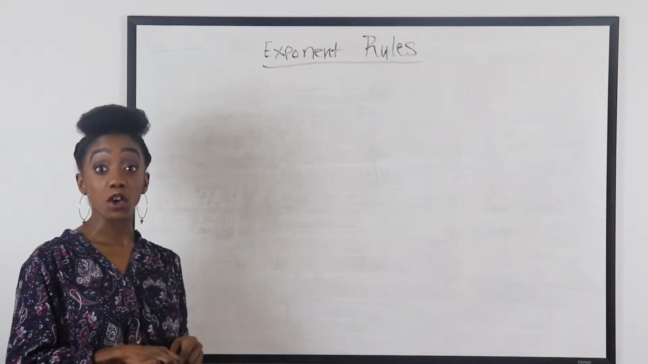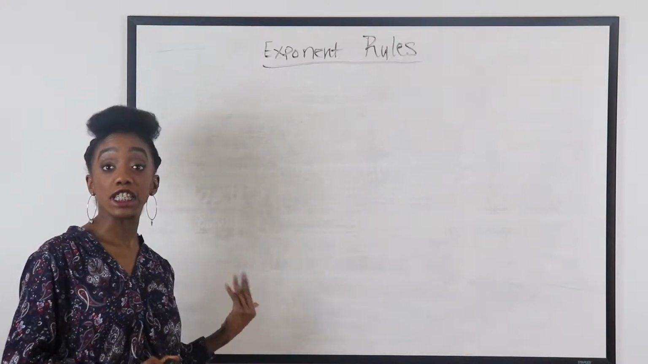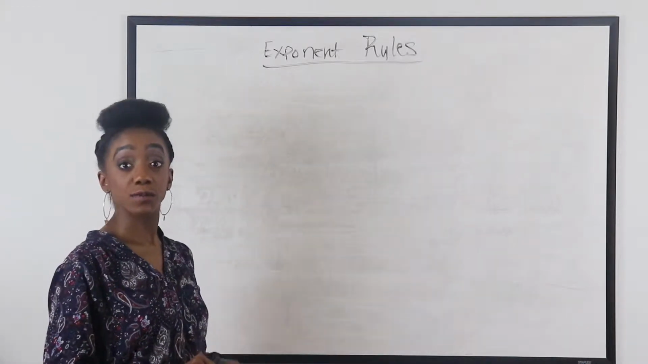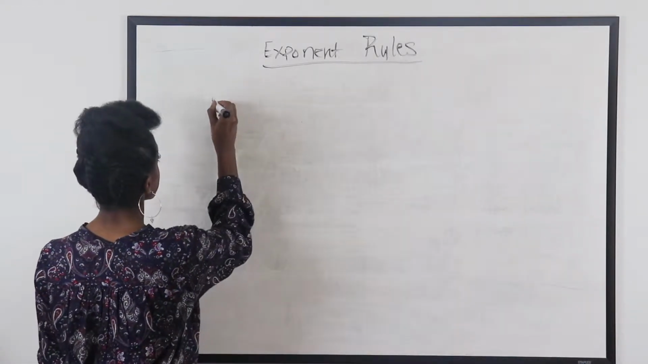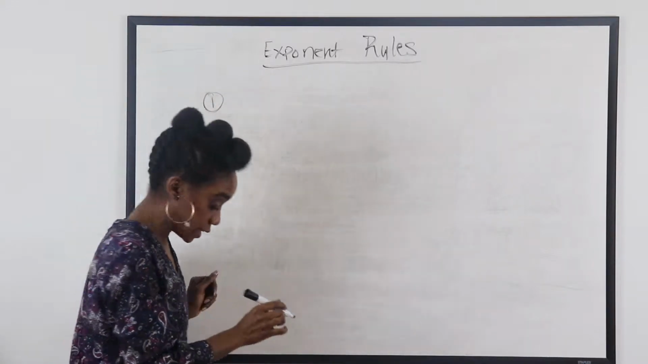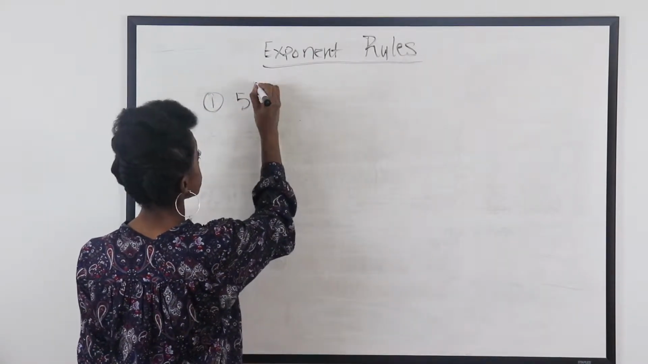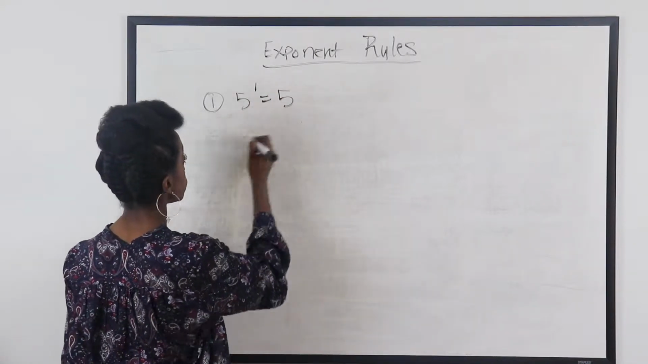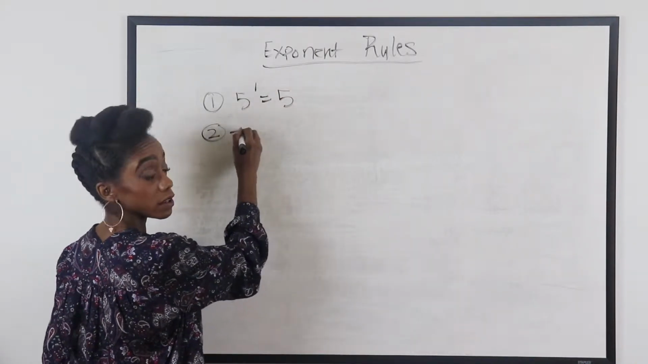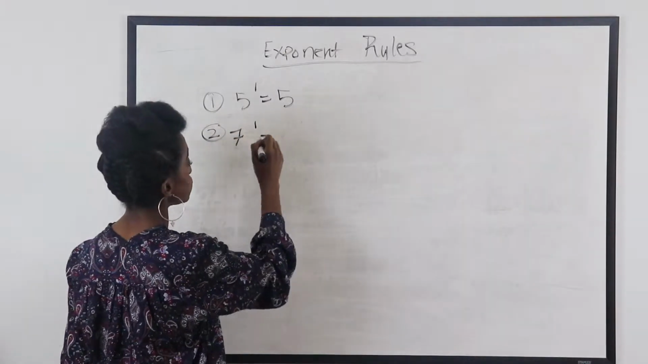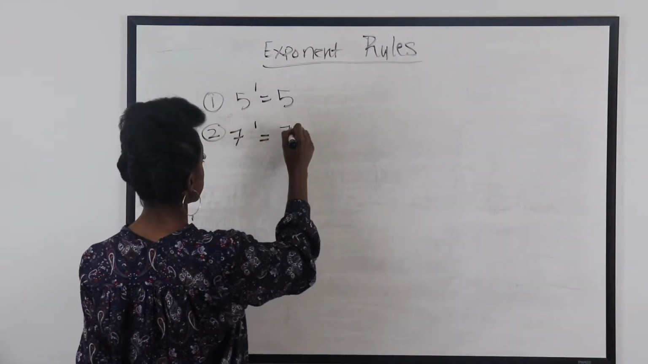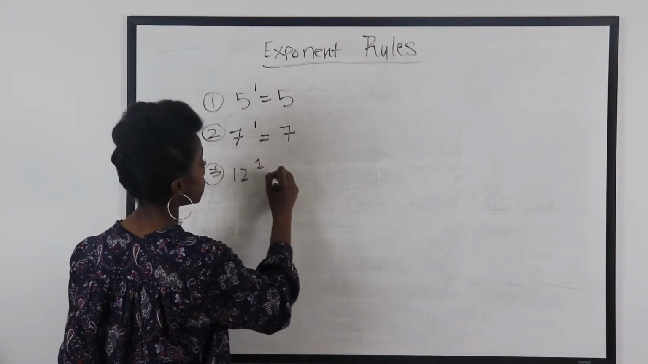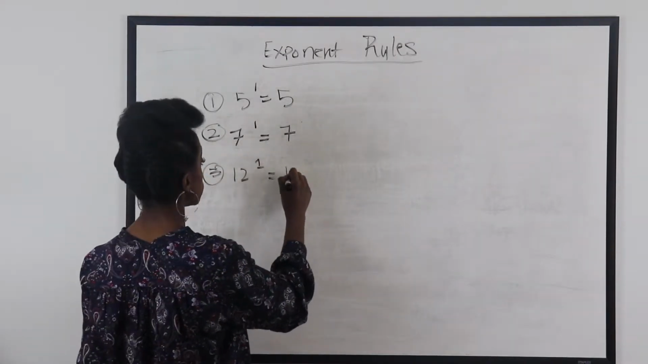So we are going to be going over the exponent rules, and we are going to start with the exponent of 1. What does it mean to have an exponent 1? Think about it like this. 5 to the first power is equal to 5. 7 to the first power is equal to 7. 12 to the first power is equal to 12.